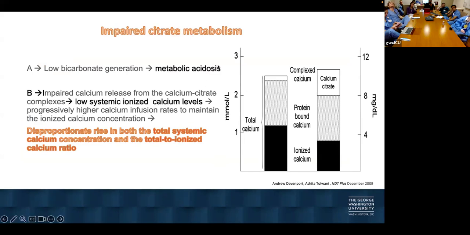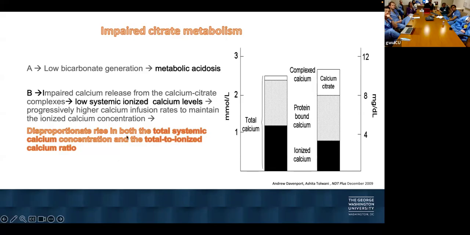If you have impaired citrate metabolism, you will end up with lower bicarb and metabolic acidosis. The concern is always getting to a state of citrate toxicity. Things to look at: the ionized calcium is getting lower despite you giving more and more calcium gluconate, and your total calcium is getting higher because you have calcium citrate staying in there. So total calcium is going to be high and ionized calcium is going to be low despite increasing your calcium infusion rate. That's a red flag we should pick up.